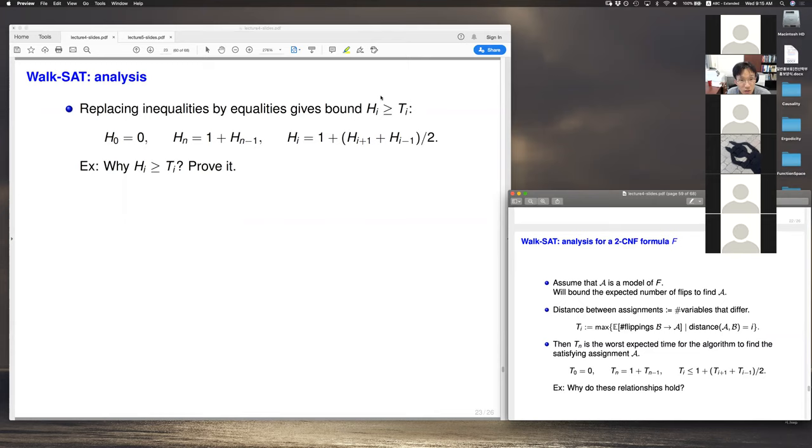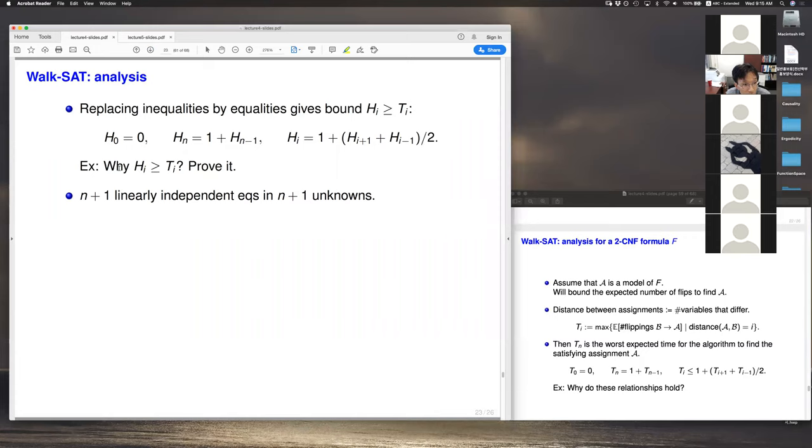But once we accept this fact, we can now compute the exact value of HI. There are some unknown variables: we have n plus one unknowns, which are H0, H1 up to HN. And then we have an equality for each of these HI. So we have equality for H0, equality for HN, and equality for HI for all the I's different from zero and N, okay?